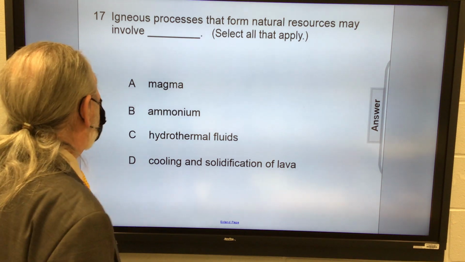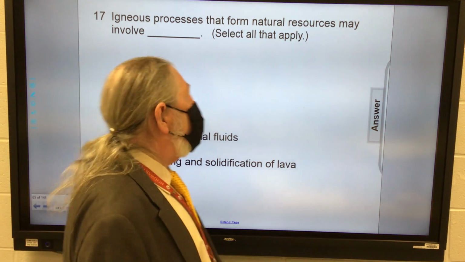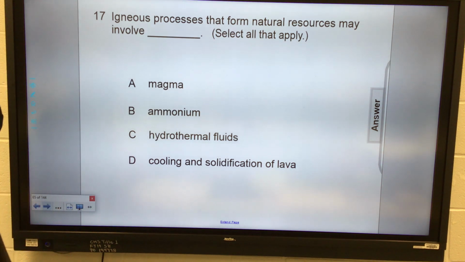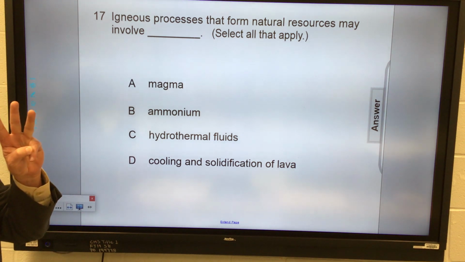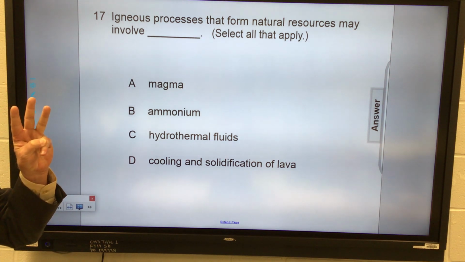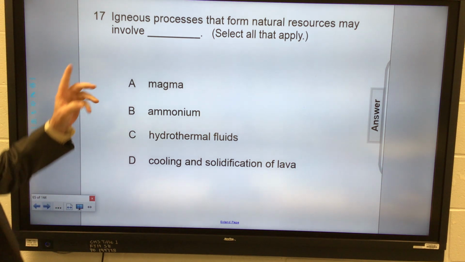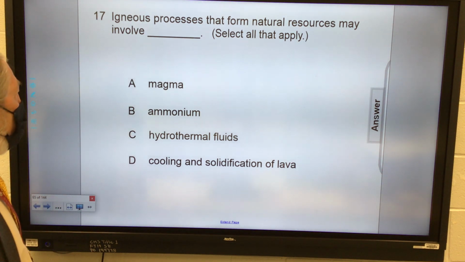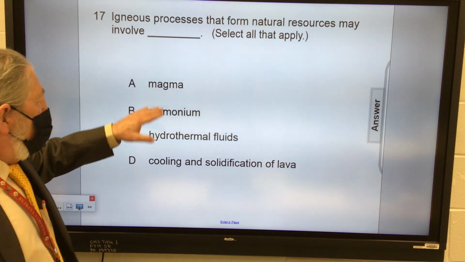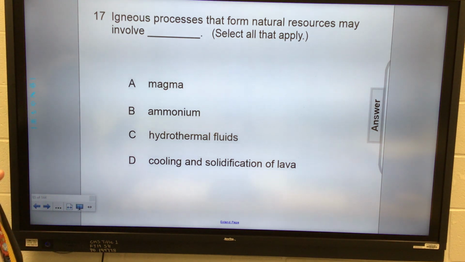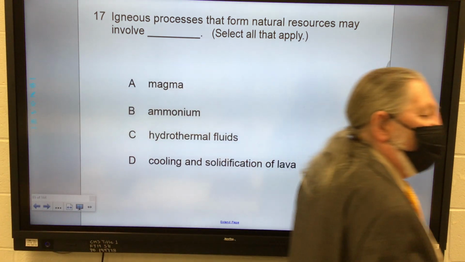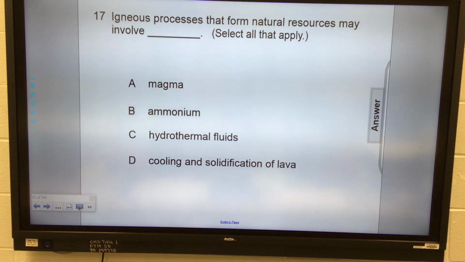Okay. So here's our first question. Igneous processes that form natural resources may involve what? There are three things that it involves. Magma, ammonia, hydrothermal fluids, or cooling and solidification of lava. We talked about three of those. One of those things we didn't even mention. So the three that we talked about, those are the three you're going to mark.